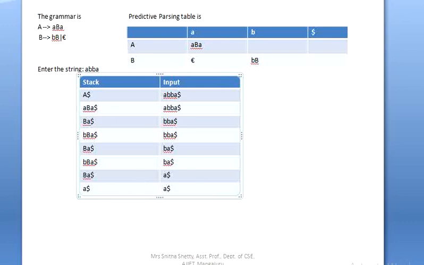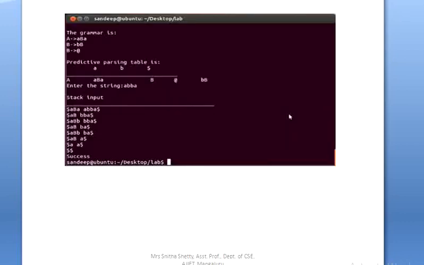Okay, so let me show the output of the program. So this is the output of the program. So output is, you can see here the grammar. First it will print the grammar. A gives ABA, B gives BB, B gives epsilon. Okay. So next it will print the predictive parsing table.